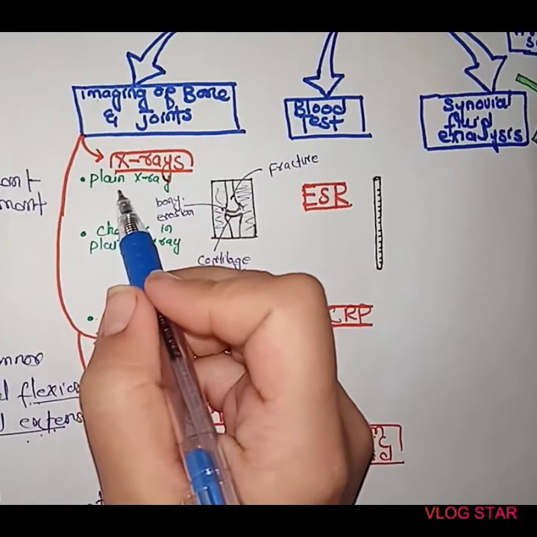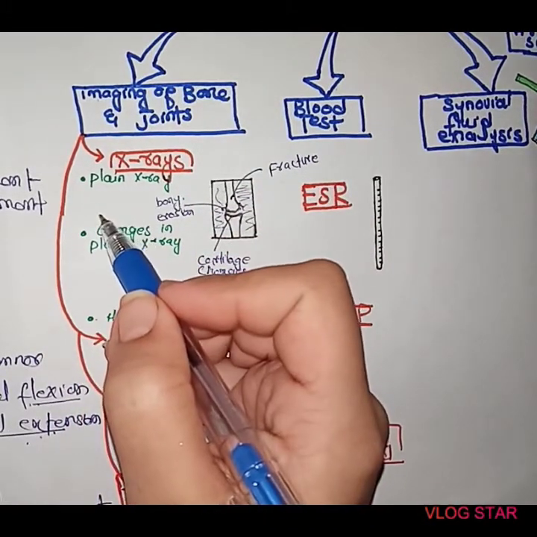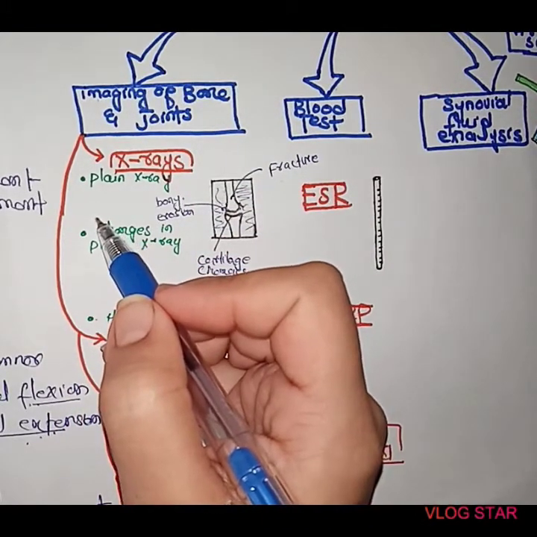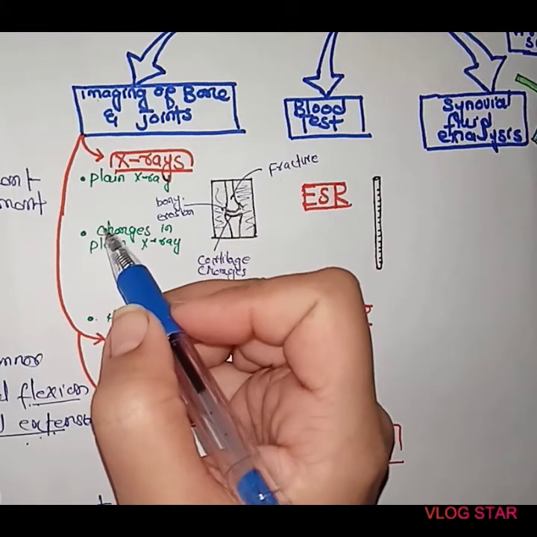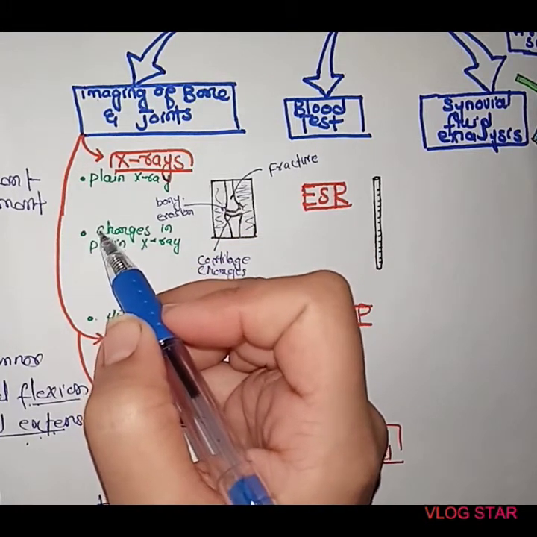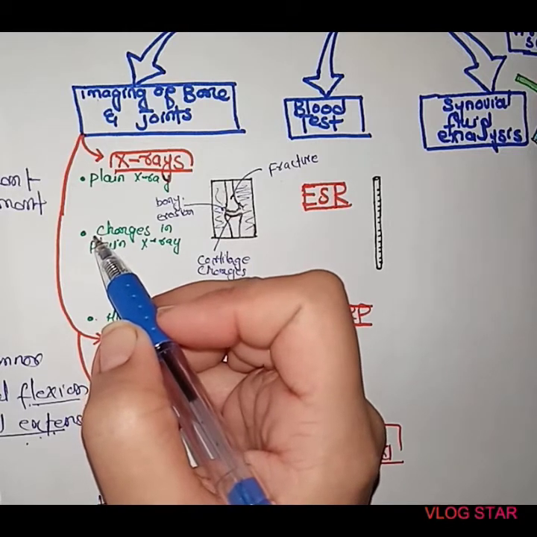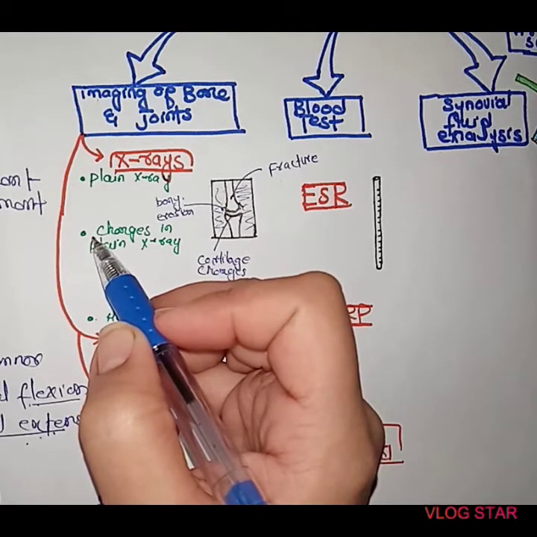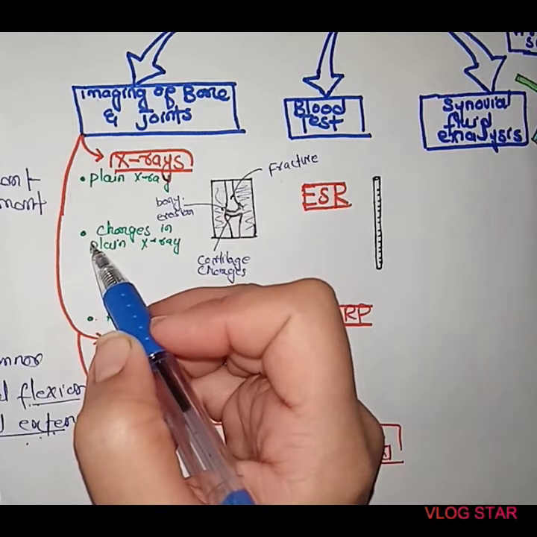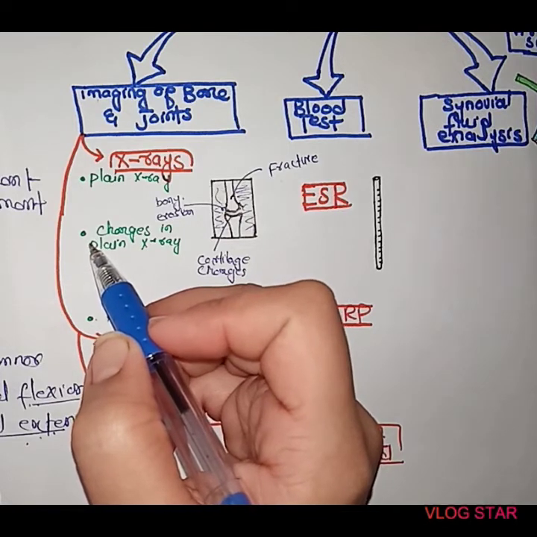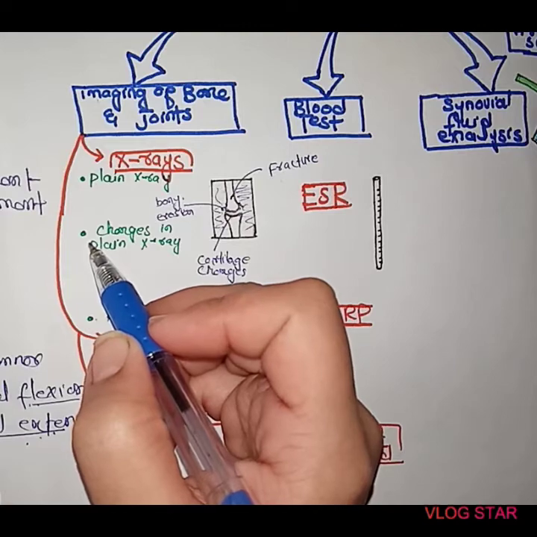Plain x-ray is actually the photographic film produced by an x-ray machine. In CT scan, x-rays are also used to develop a photographic film, but there are different slices and the machines are different, while in plain x-ray a plain x-ray machine is used.